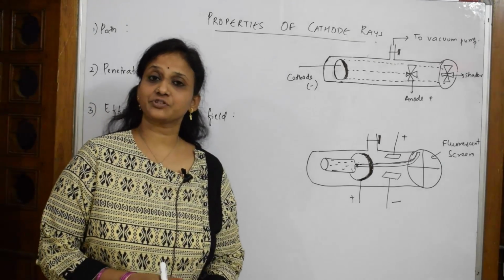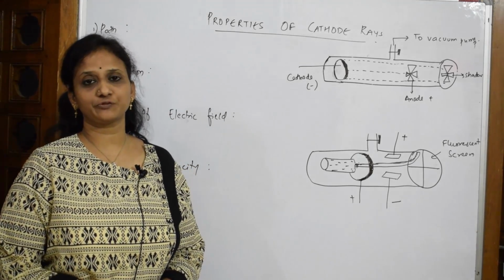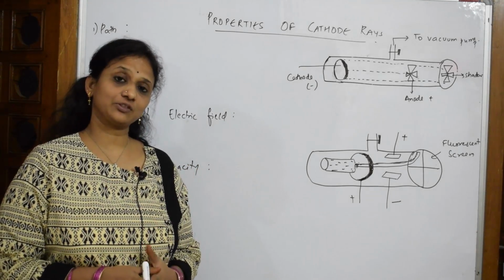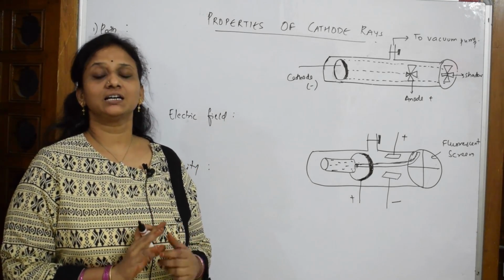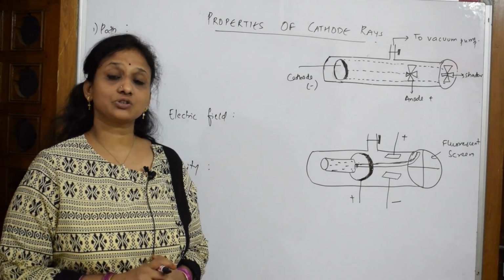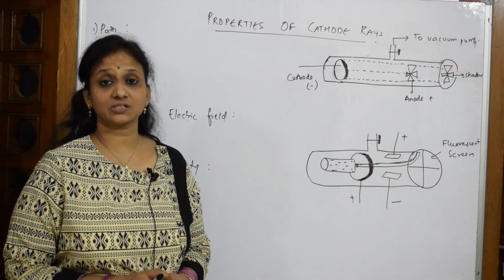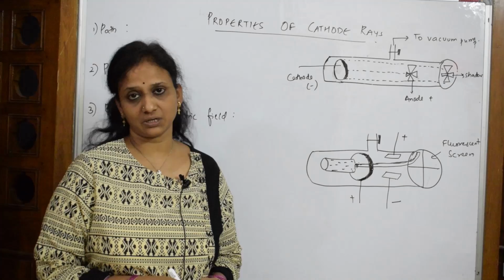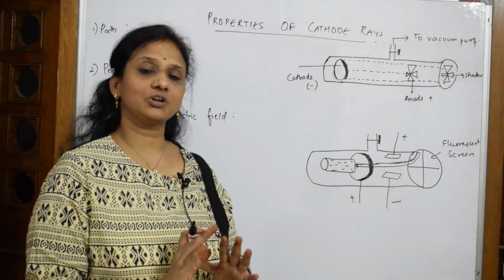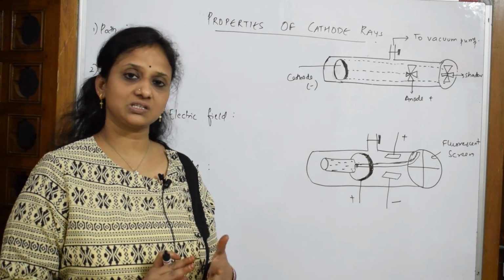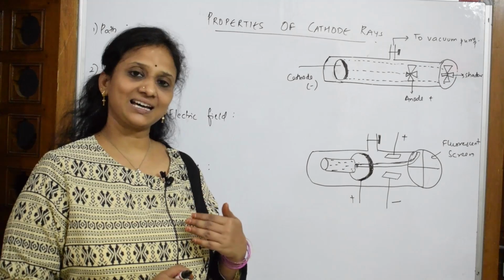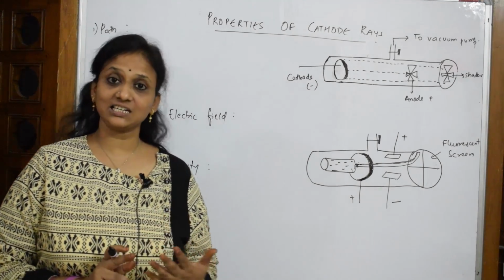Right. Now, after the discovery of cathode rays by Julius, we're going to learn about the properties of cathode rays. This is very important. They may ask you in a one mark question. So now I've got a concept. What is the concept? Cathode rays are the rays which travel from cathode to anode, and they are negatively charged.